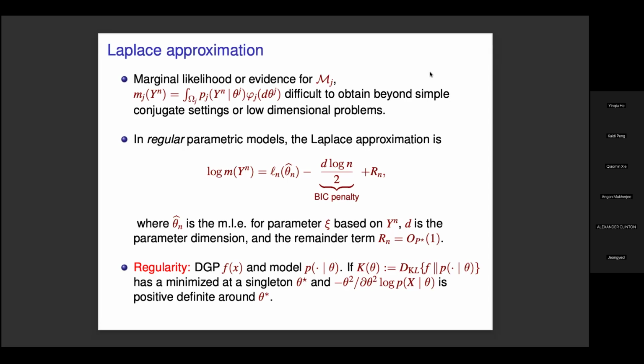Now you can only do this for certain kinds of models, which are called regular. Meaning that if you look at the KL divergence between the true data generating density and the model that you are fitting, it is minimized at a singleton, not at multiple points. And the Hessian matrix of the log likelihood is positive definite around that particular point. This allows you to expand the log marginal likelihood and come up with this particular expansion.